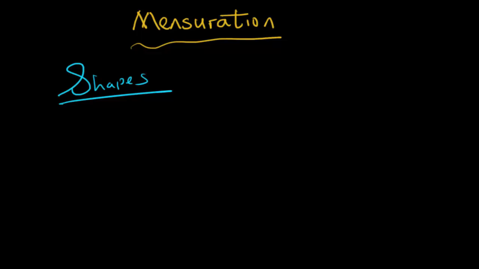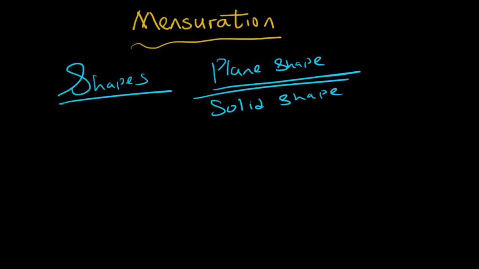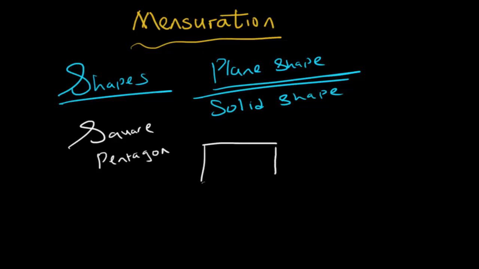Now, there are basically two types of shapes. We have the plane shape, and then we have the solid shape. Now, if I'm to explain what plane shape means, plane shapes are just flat shapes. For example, you've got square, you've got your pentagon. All of them are examples of plane shape. If you look at the diagram of a square, for example, you can see that it's just flat. So this is an example of a plane shape.